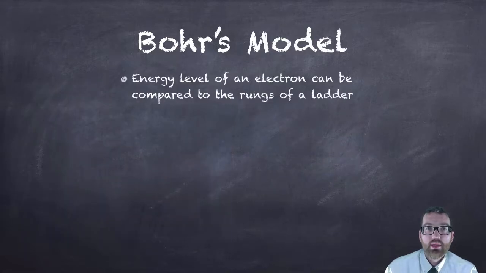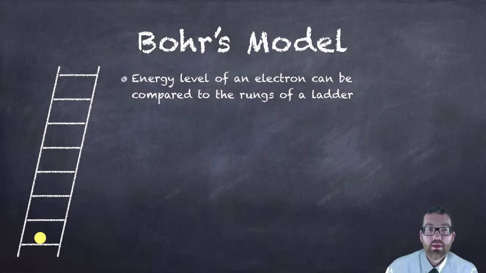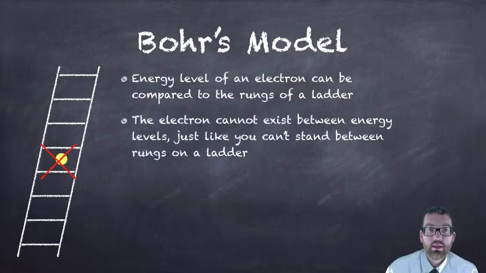So his model said that the energy level of an electron can be compared to rungs of a ladder. So if we have a ladder here, and this sphere represents you on the ladder. You can be on one rung or the other. You can climb from one to the other. You can even climb lots of steps at a time. You could climb down the ladder from rung to rung, but you can't float in the middle. It's impossible to be in the middle of the ladder. You're either on one rung or the other.